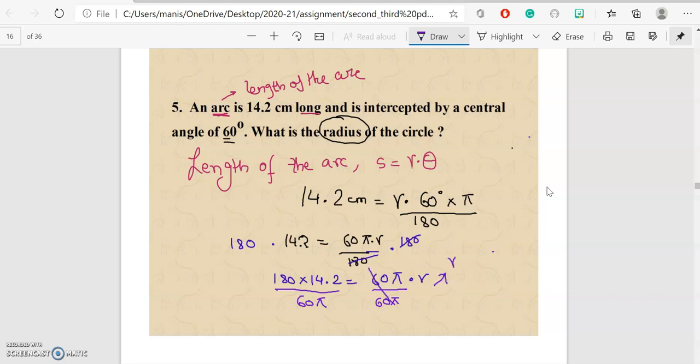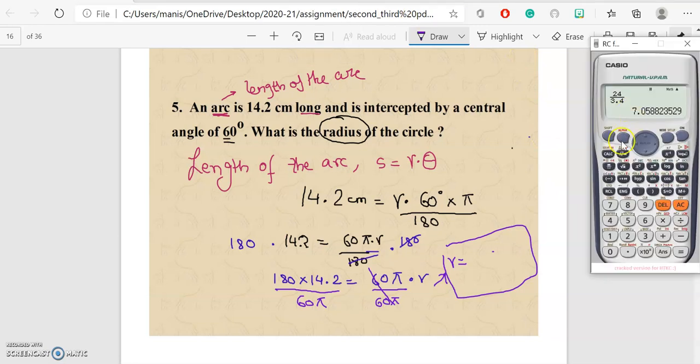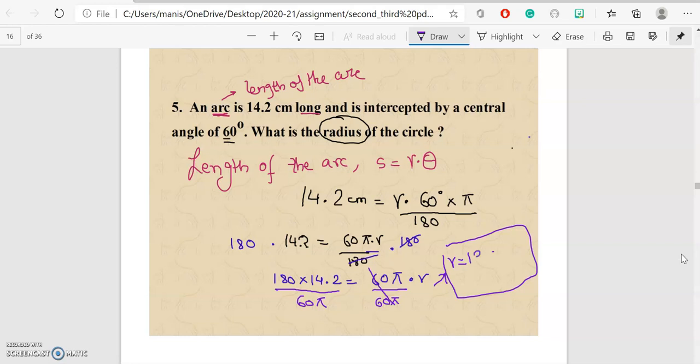Now my final answer will be R is equal to whatever answer I get by putting this in the calculator. So let's use our calculator. This is my 180 times 14.2 divided by 60 pi. This is my pi symbol over here. And so what is my answer? 13.56. So the value of R is 13.56, and the unit is centimeters.